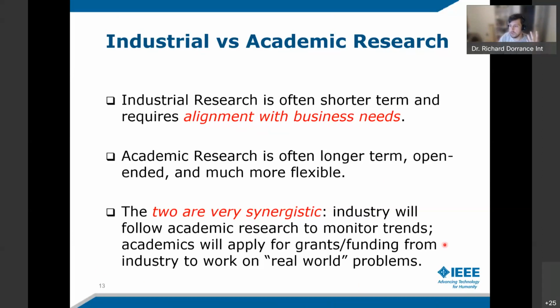In industry, we tend to follow academic research to monitor trends. We will often fund academic research quite a bit, and do co-research with universities all the time. And in academia, people will generally apply for grants and funding from industry, mostly because they like to work on real world problems. While they can work on anything and everything, most people prefer to work on a problem that they feel has some impact, and they can actually see what that impact is.